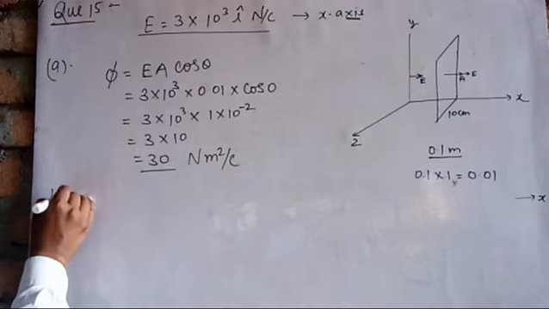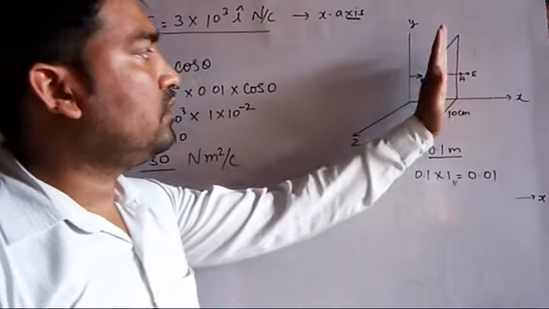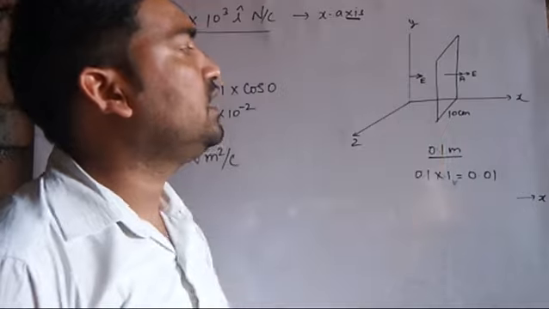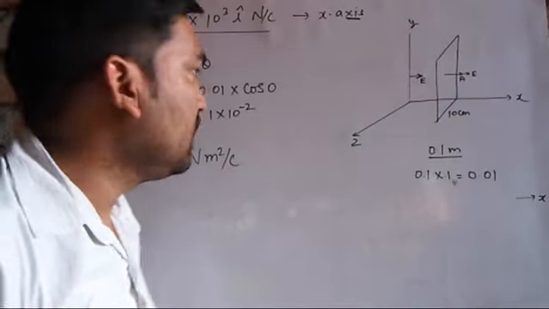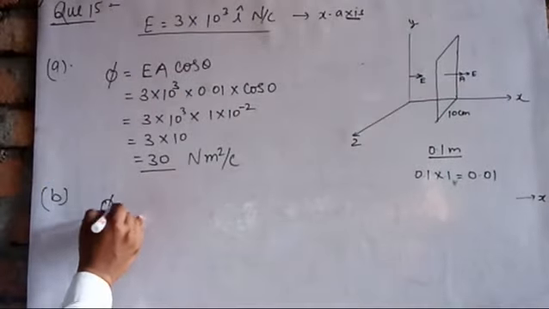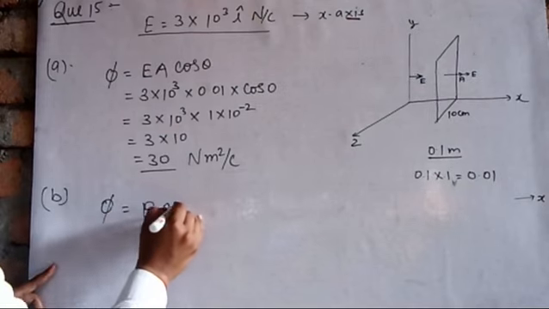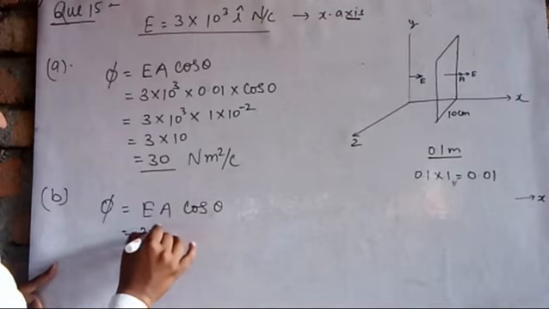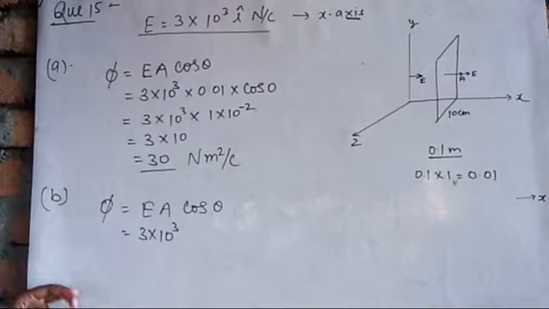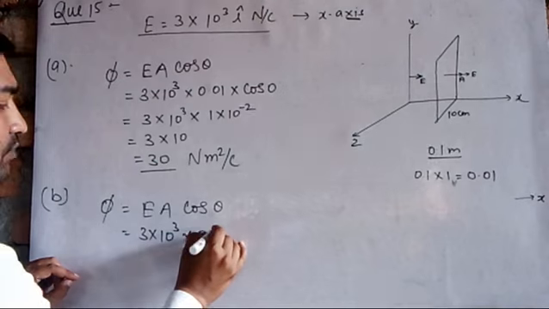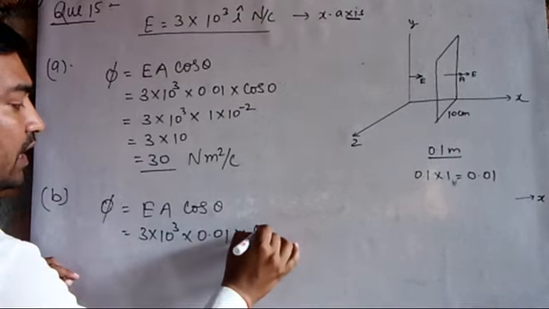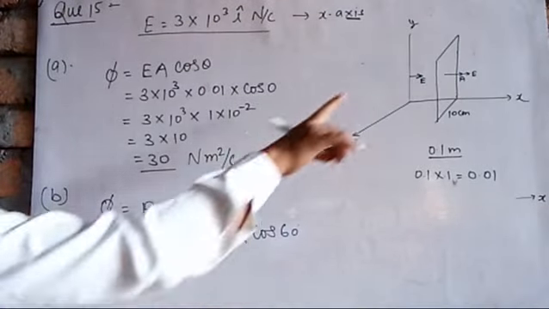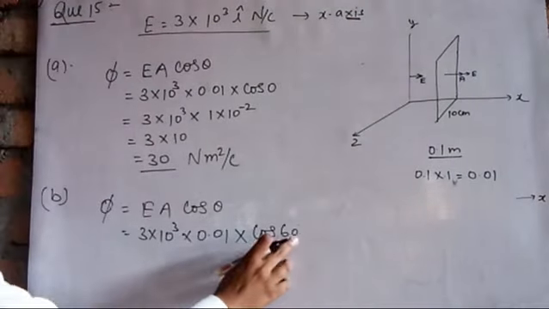And in the second portion, this square plane sheet is tilted by 60 degree with the x-axis. Then this flux changes: phi is equal to E into A into cos theta. E is equal to 3 into 10 to the power 3. The electric field is the same, the area is also the same, but the angle changes to 60 degree. It is not 0. This plane is at 60 degree from the x-axis.